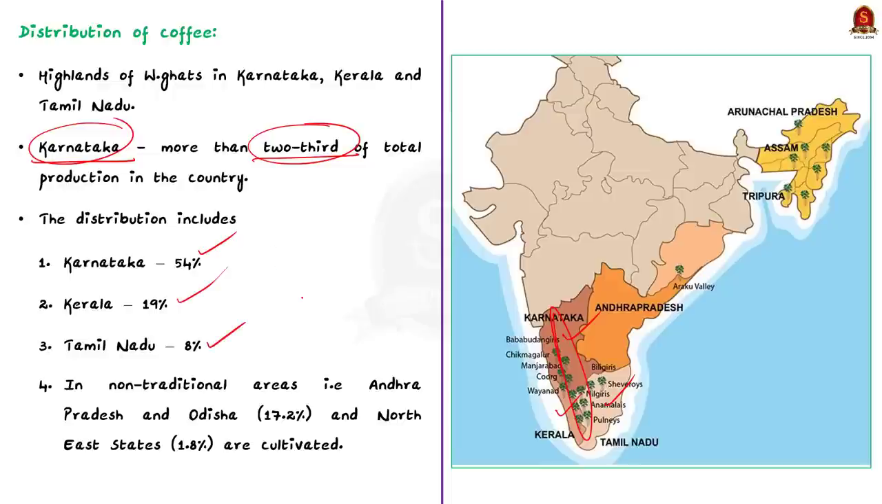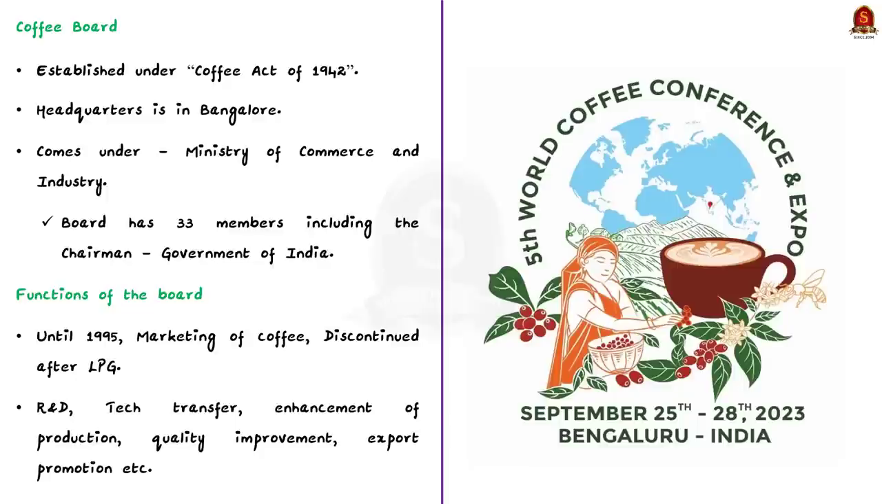Nowadays, even in non-traditional areas like Andhra Pradesh, Odisha and northeastern states, coffee is cultivated. Interestingly, India is the only country in the world where entire coffee cultivation is grown under shade, hand-picked and sun-dried. Because of this only, our coffee is highly valued in the world market and is sold as premium coffee in Europe.